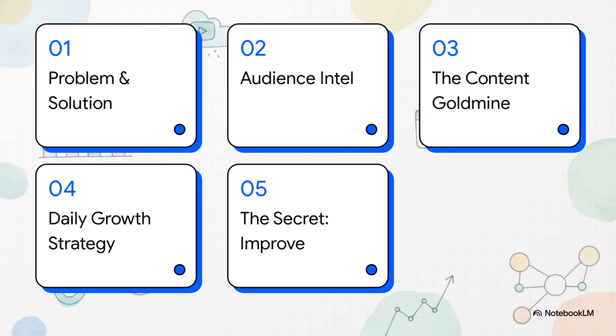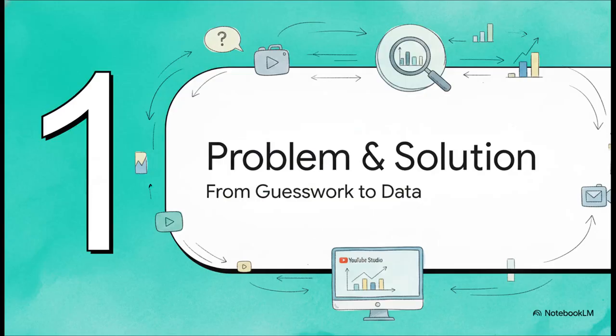Okay, so here's our game plan for transforming your strategy. We'll kick things off with the problem and the solution, then we'll get into decoding what your audience is telling you. After that, we're going to find the content gold mine, set you up with a daily growth habit, and finally, we'll talk about the real secret that makes this whole thing work. All right, let's dive right in.